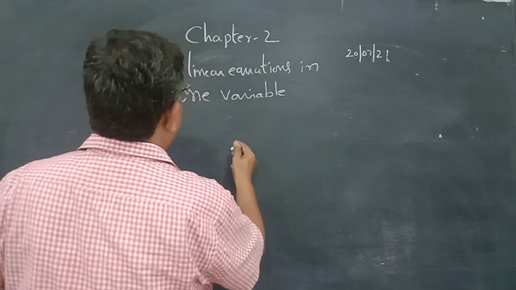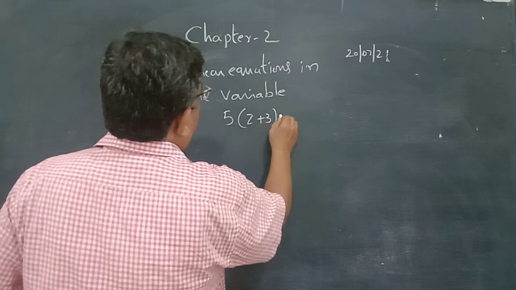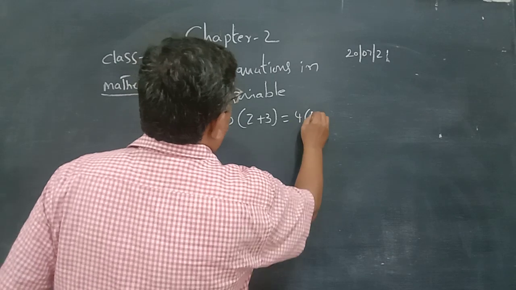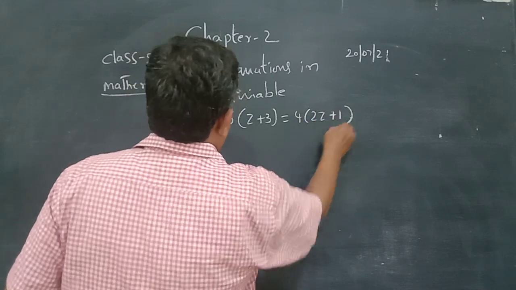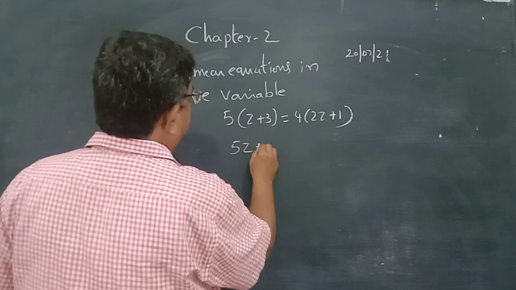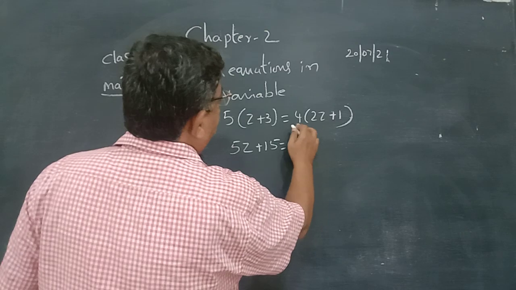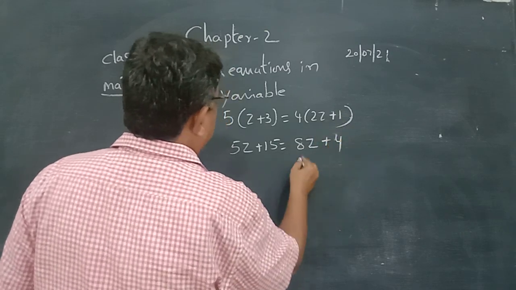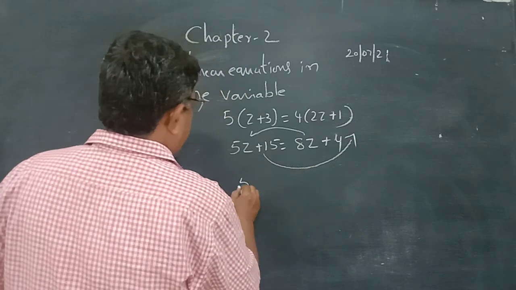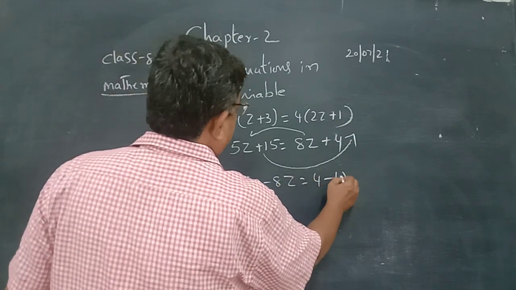5 into z plus 3 is equal to 4 into 2z plus 1. 5 into z, 5z. 5 into 3, 15. 4 into 2z, 8z. 4 into 1, it is plus 4. Bring 8z to the first side and take 15 to the other side. 5z minus 8z is equal to 4 minus 15.